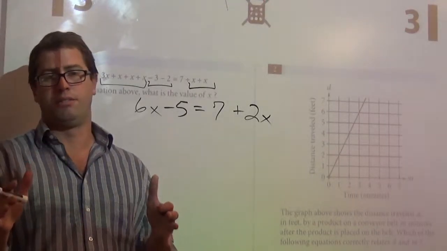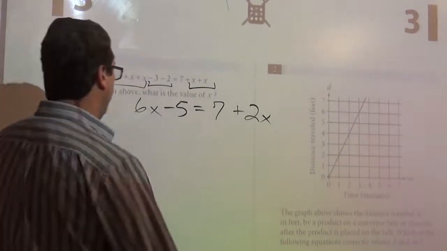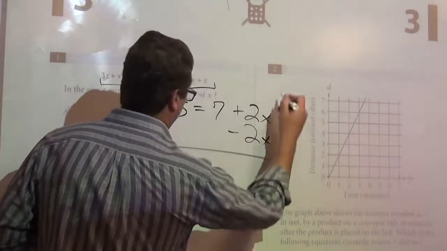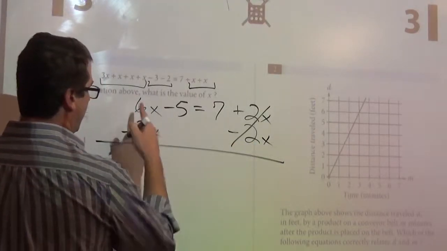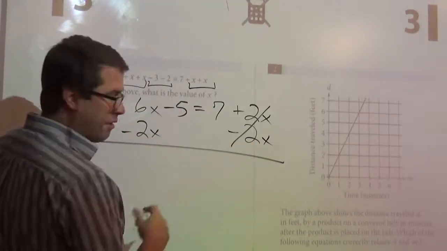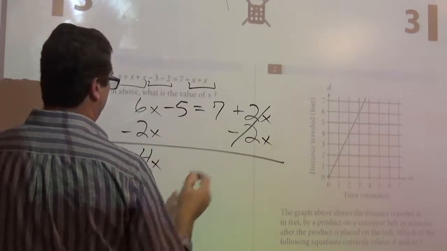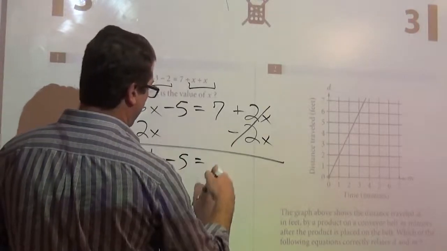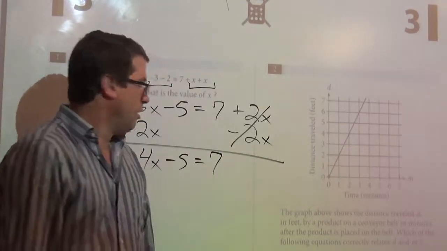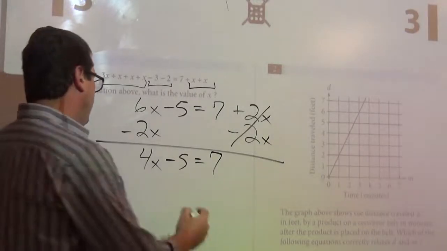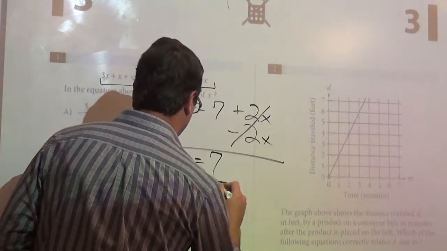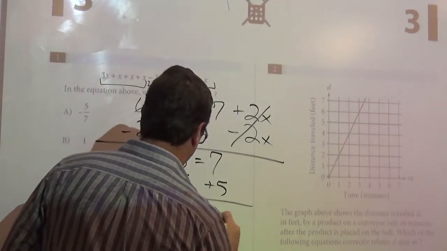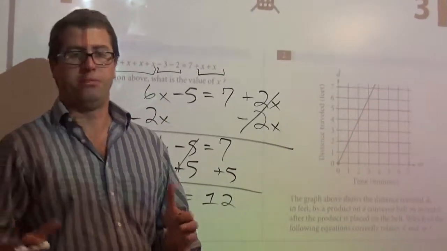Now I need to get all my x's on one side, all my numbers on the other side. So I'll subtract 2x. 4x minus 2x, 6x. My 5 comes down, my equals comes down, my 7 comes down. Now I need to get my numbers on the other side, so I'll add 5, add 5. Now I need to divide by 4.